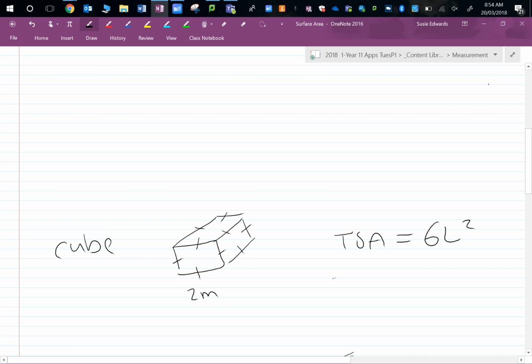So the formula is just 6 times L squared, 6 lots of length times length. So for this one, our total surface area will be 6 times 2 squared, because one of those squares will be 2 times 2. So 6 of them is going to be 6 lots of 2 times 2. So 24 square metres. Done that one pretty quick. Does anyone have any questions?